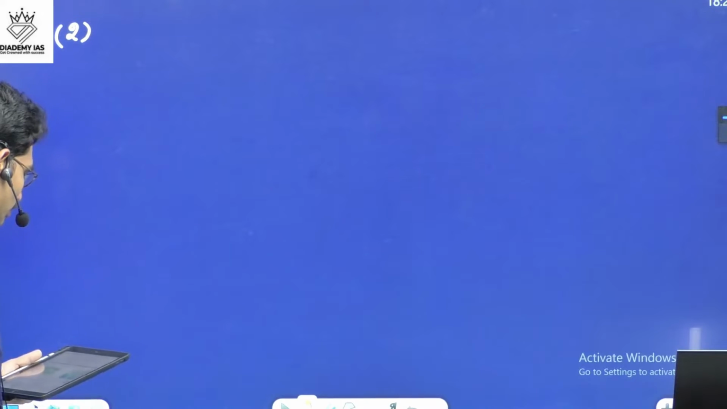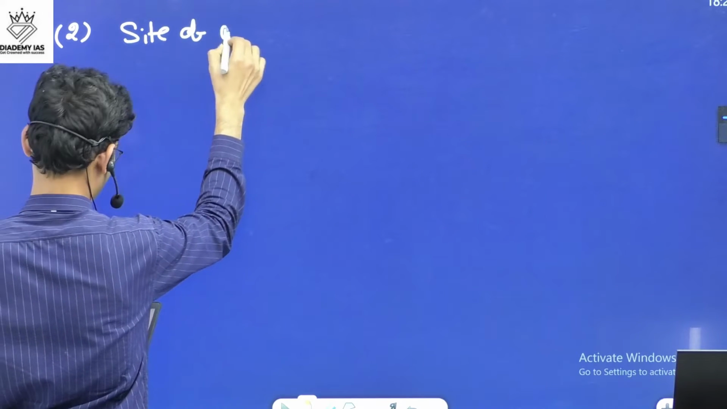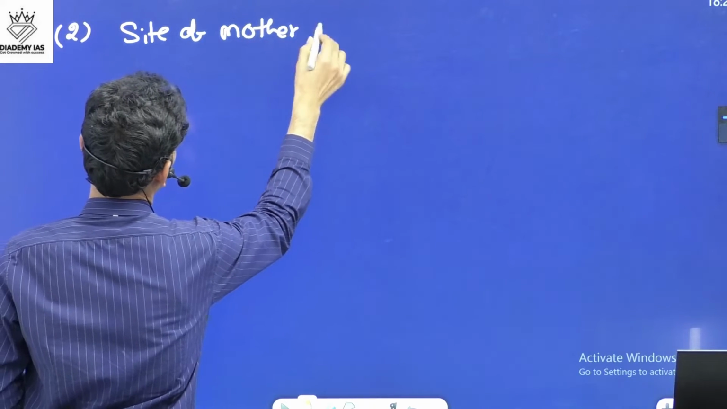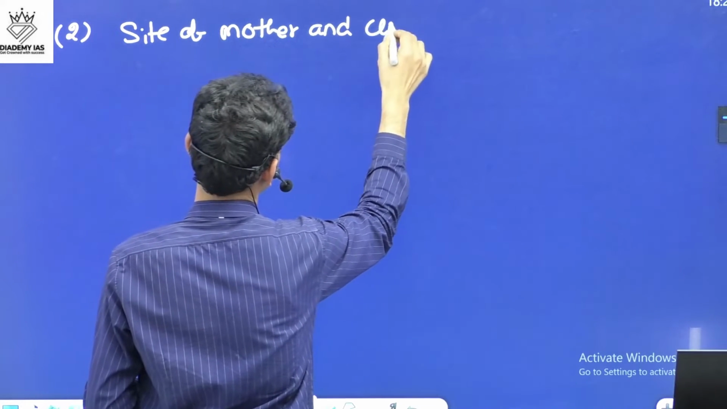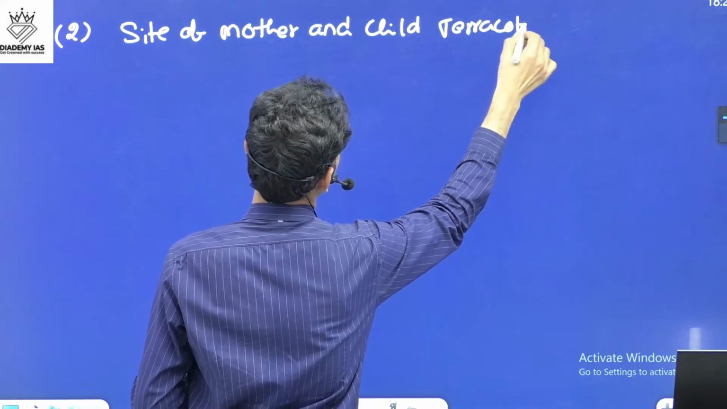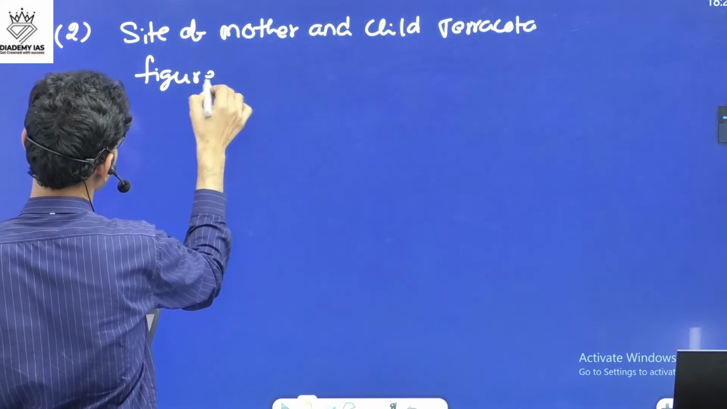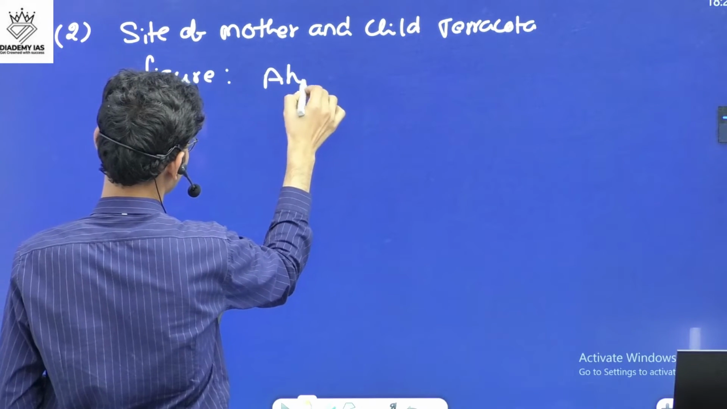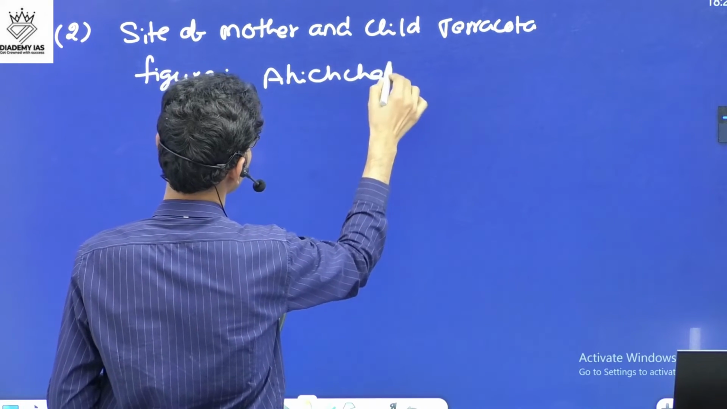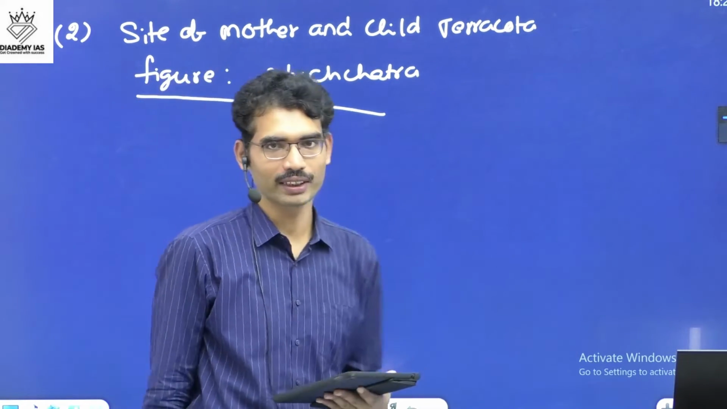Second one, site of mother and child terracotta figure. Ahichatra in UP, it is located.